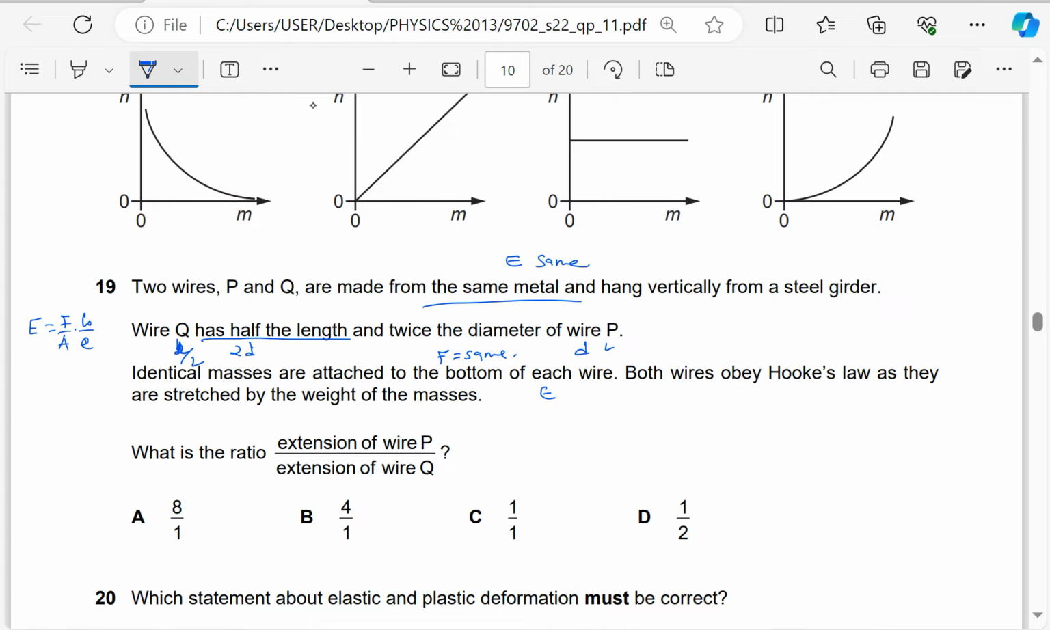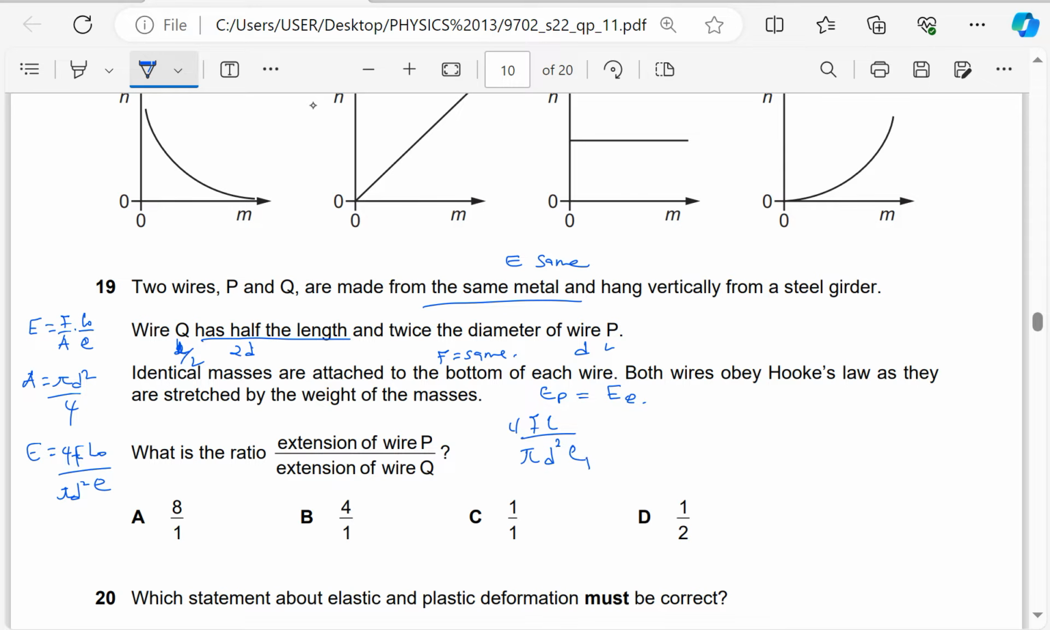The Young modulus for P should be the same as the Young modulus for Q. So the Young modulus for P will be the force, the original length is L, over the cross-sectional area. Remember, area is equal to pi d squared divided by 4. Because I'm dividing, the 4 goes up. Young modulus becomes 4F L naught over pi d squared times E. The diameter for P is d, but squared.